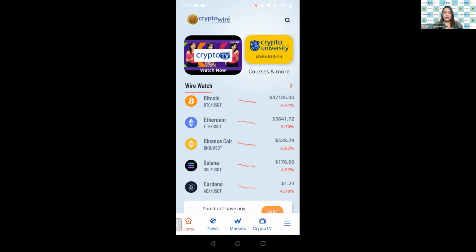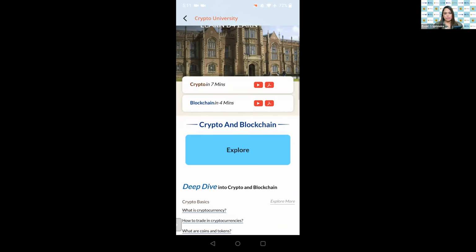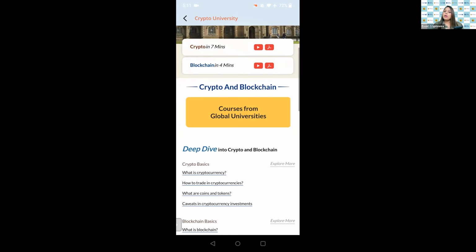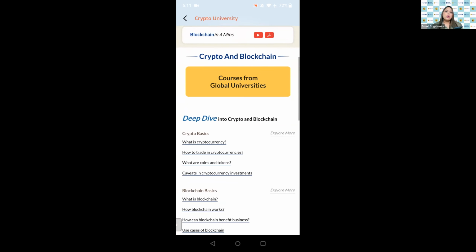Now let's take a look at the third pillar of our app, which is our Crypto University, the world's first digital university to offer courses on crypto and blockchain. You can find the best courses offered by MIT and Harvard at a single click of the app.